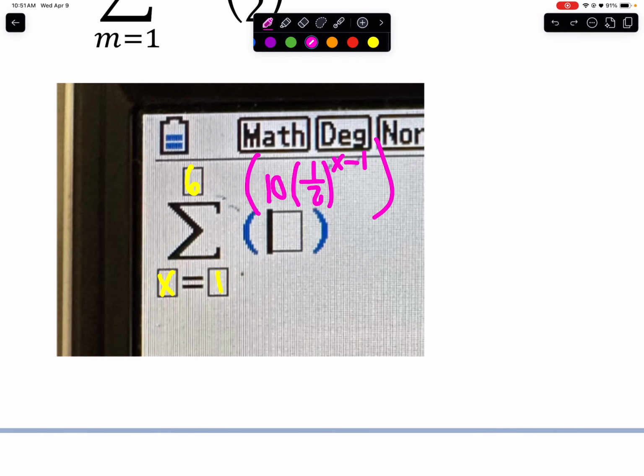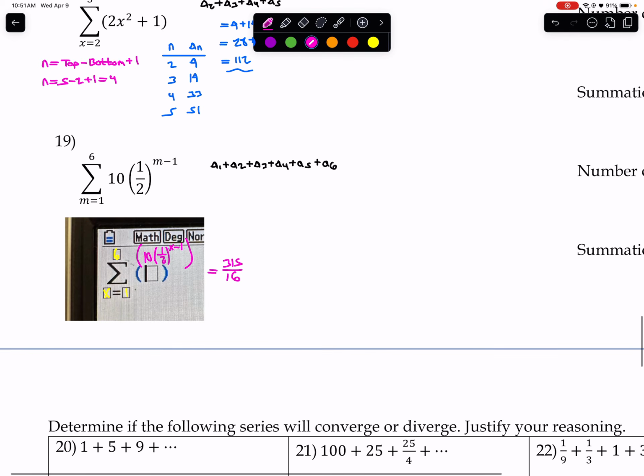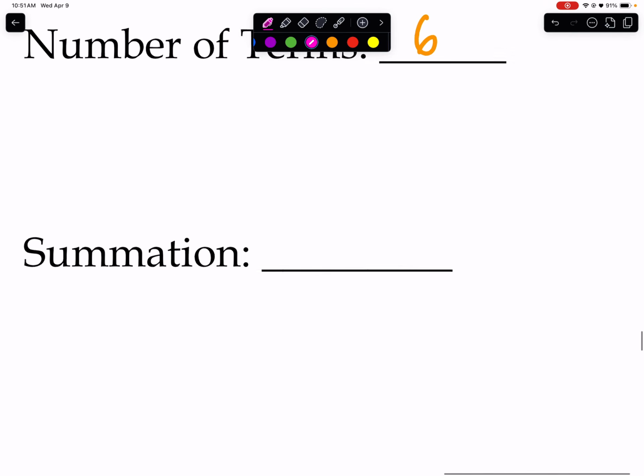So when I plugged it in, I get a summation of 315 over 16. So some of your numbers may not be very pretty, but that's okay. That's totally normal. So 315 over 16.